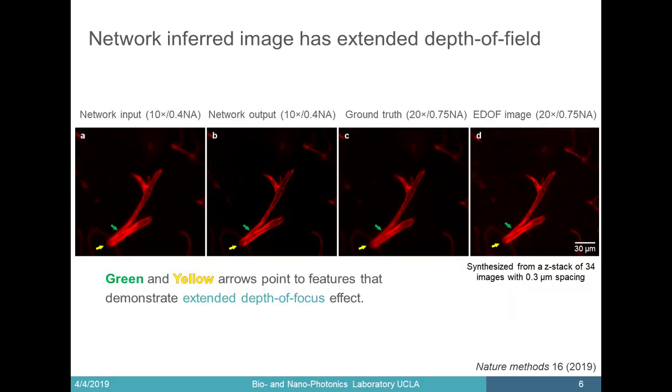We also noticed that our network inferred image has extended depth of field. We can see in this slide, here's a mouse blood vessel that grows out of the plane. If you look at the network output, although it's a 3D structure, everything is in focus. This is highlighted by the green and the yellow arrow-pointed regions. We can further confirm this effect with an extended depth of field image that is synthesized from a Z-stack of 34 images.